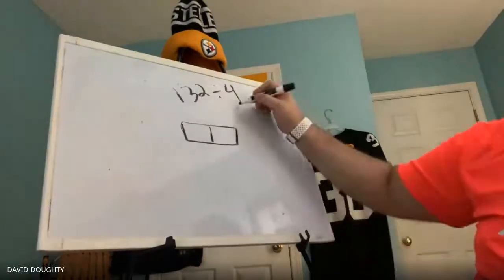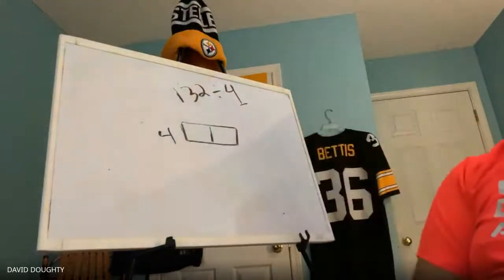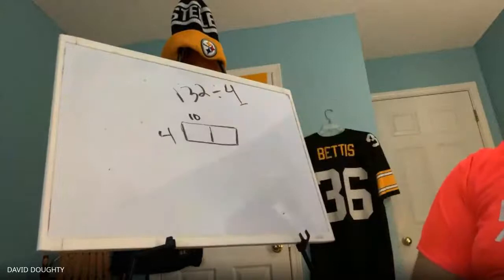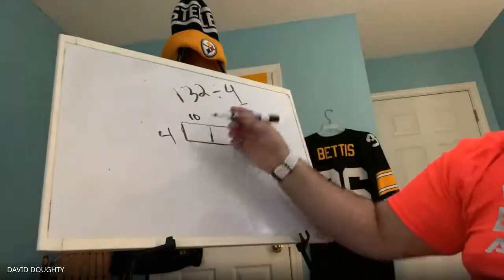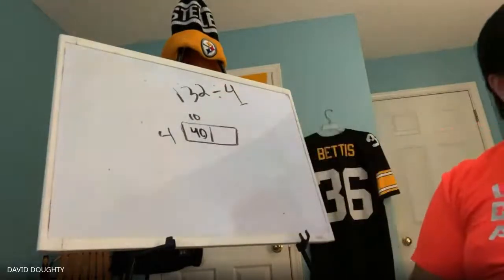Okay. Always put your 4 or whatever your single digit divisor is on that side. And I'm always going to use 10 first. So that means I'm going to take 40 away from that 132 because I know that 4 can go into 40 very easily. I'm making it easy on my brain.